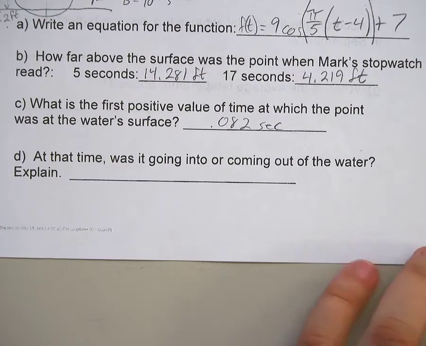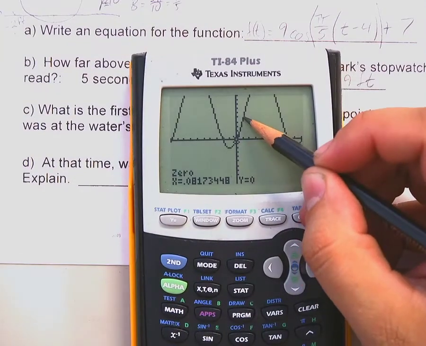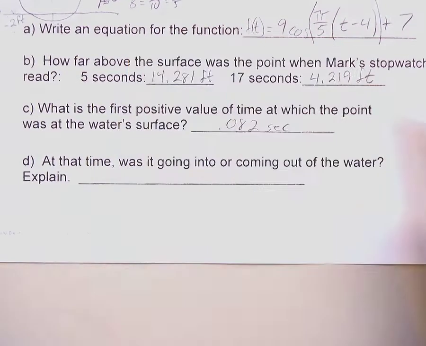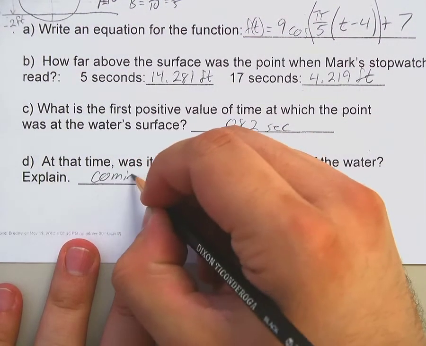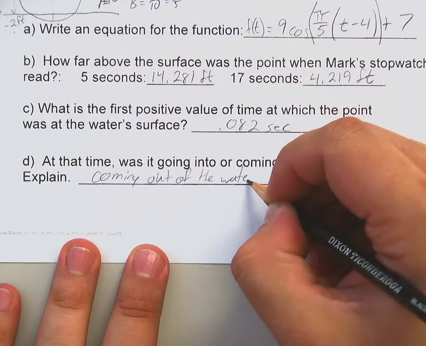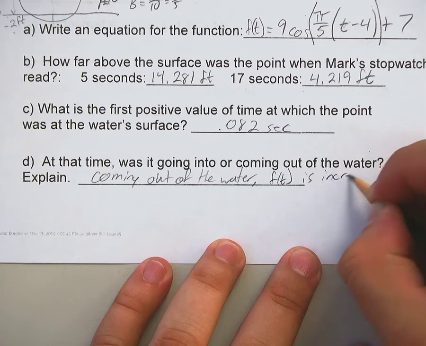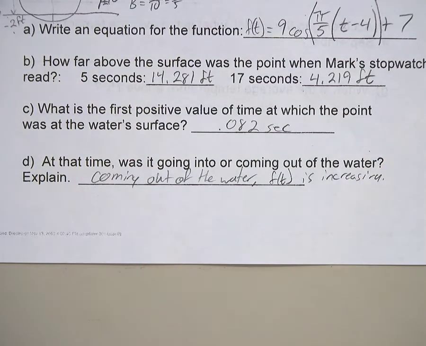And at that time, was it going into or coming out of the water? This is coming out of the water, right? It's going up. So it's coming out of the water. So we're coming out here. Coming out of the water. And you know that because f of t, the function, is increasing. Okay? So, pretty basic. The only difference now is that it's going to be a little off because we're working with something traveling beneath a surface. We're going down 2.